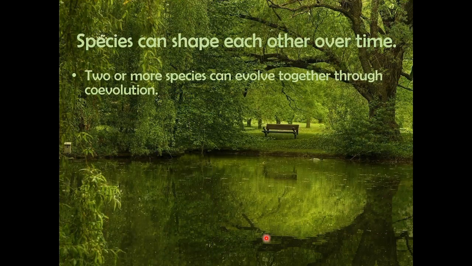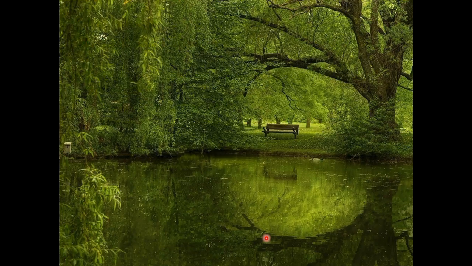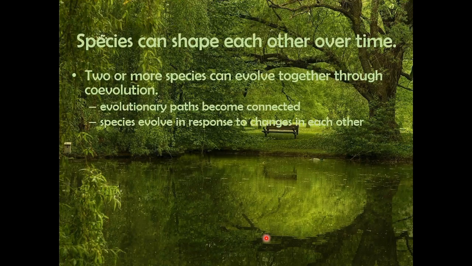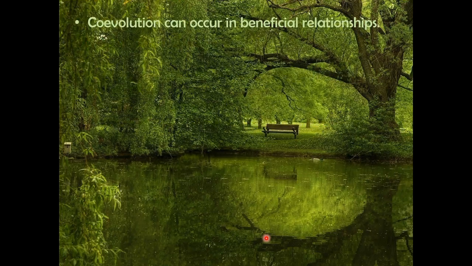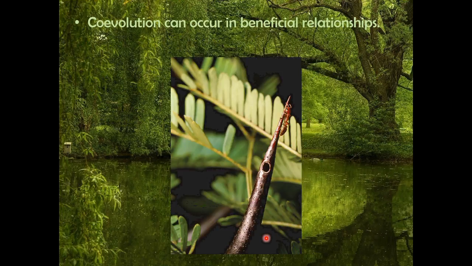So species can also shape each other over time. This is called coevolution. And coevolution is when organisms' evolutionary paths become connected. The species evolve in response to changes in each other. This can happen in two ways. It can occur beneficially. So, for example, these acacia trees and ants, they each have a benefit here.